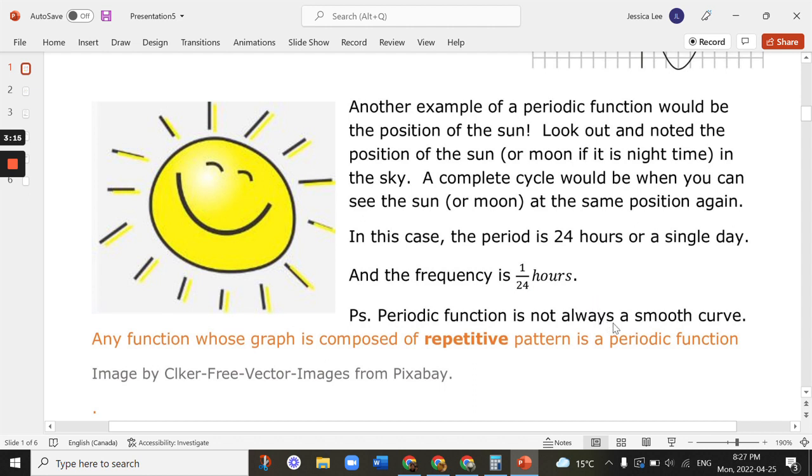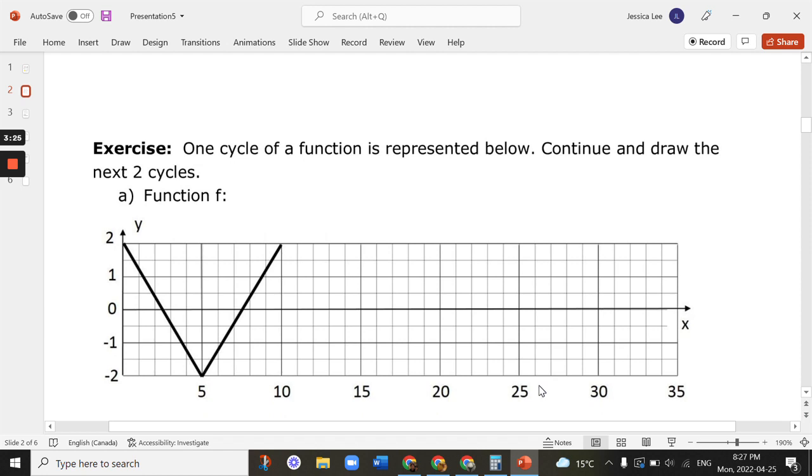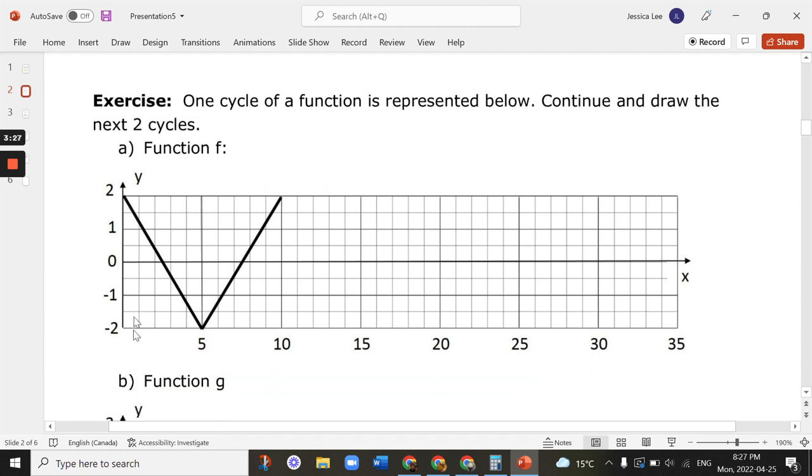A periodic function is not always a smooth curve. Any function whose graph is composed of a repetitive pattern is a periodic function. So on the next page, you will see 3 graphs. In each graph, I give you a complete cycle, and what I would like you to do is basically graph 2 more cycles to the right.